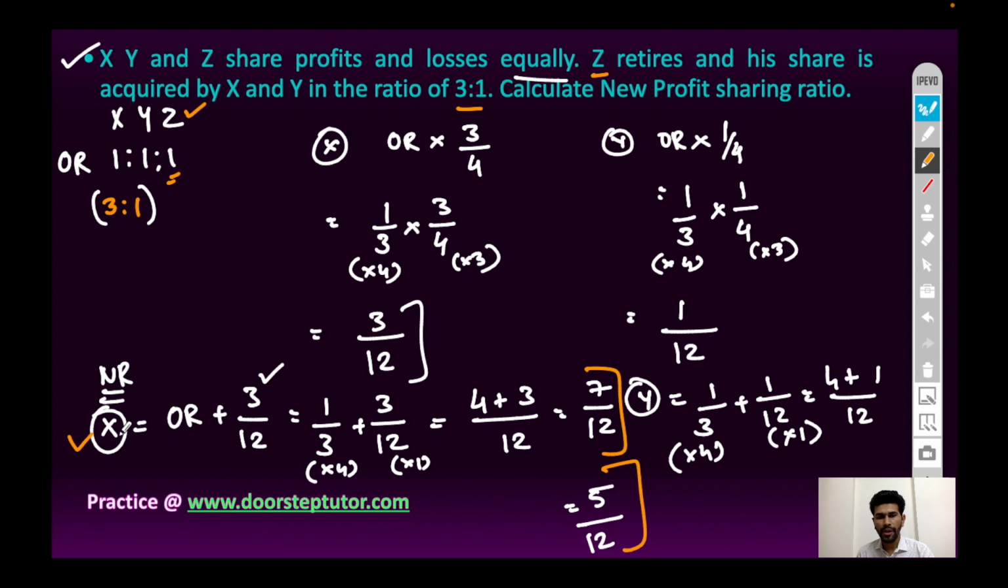New ratio of Mr. X is 7/12 and Mr. Y is 5/12. So new ratio is 7 is to 5. We can also calculate it this way: the total share is 12 minus X's share 7. So remaining share will be 5. So 7 is to 5 is the new profit sharing ratio between X and Y.